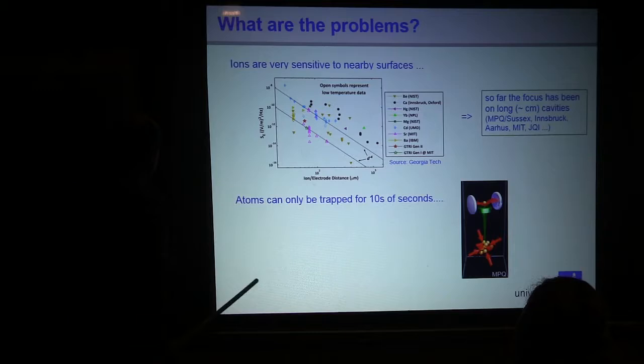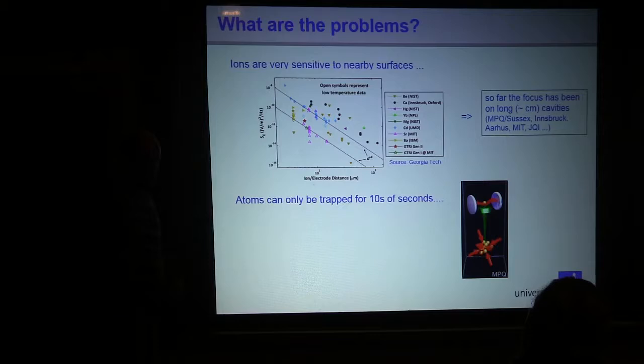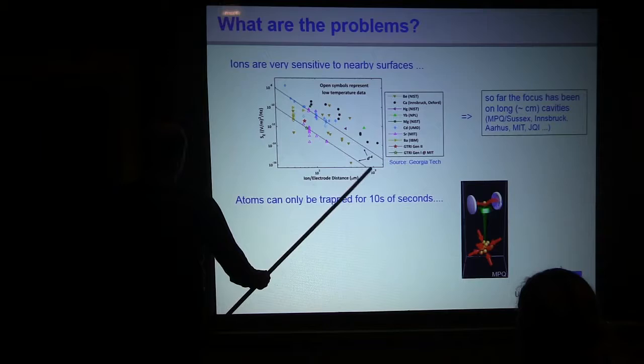So this is data thrown together from all ion groups around the world, where you look at the noise spectrum on the ion from fluctuating charges basically on the electrodes as a function of the ion-electrode distance, and the scaling law that is predicted goes like d to the minus 4. So the noise on the ion, which eventually heats the ion out of the trap, scales with 1 over the distance between ion and electrodes to the fourth power. This is a very strong scaling, and this is even the scaling for the electrodes, so this is for metal surfaces. Dielectrics are even worse than that.